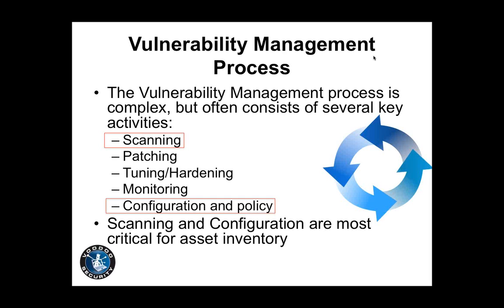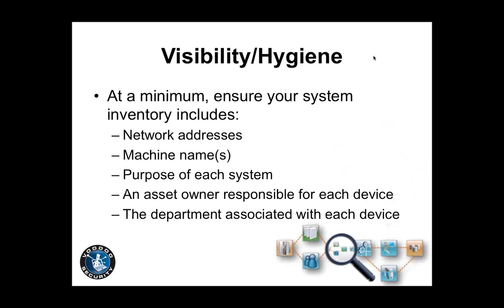Getting into the visibility and hygiene aspect, when you're looking at your system inventory, what you want to make sure is that that system inventory includes a couple things. So these are really the critical aspects that you want to make sure you've got. Number one, network addresses. That's pretty standard. So you can use a variety of scanning tools for this. Usually any good network scanner can give you that.